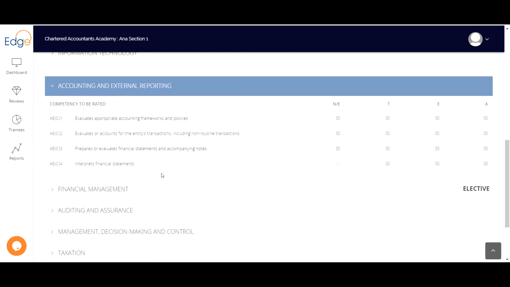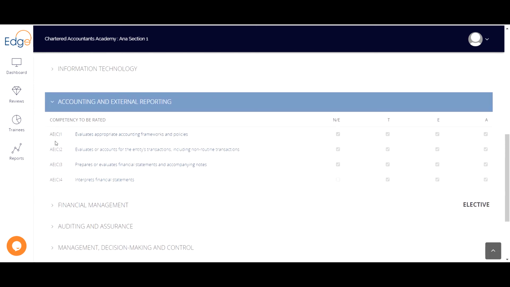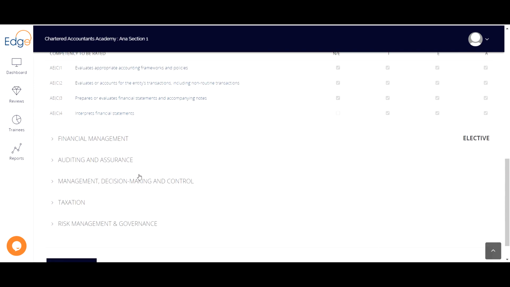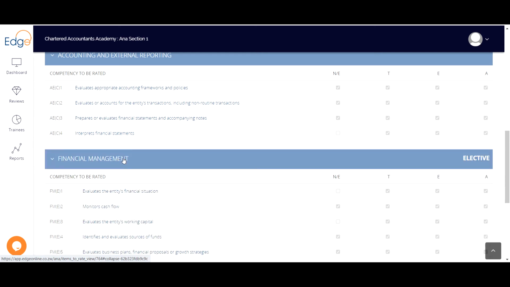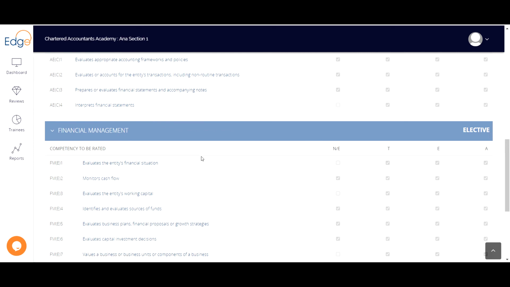Now moving on to technical skills. So the first one is the compulsory accounting external reporting, right? And the elective for your trainee is going to be written in front of the competence. So this differs, remember, this differs per training office. And for demonstration, I'm going to be picking on financial management, right? So let's pick on where there's no evidence. Yes, you can see there's no evidence, right?